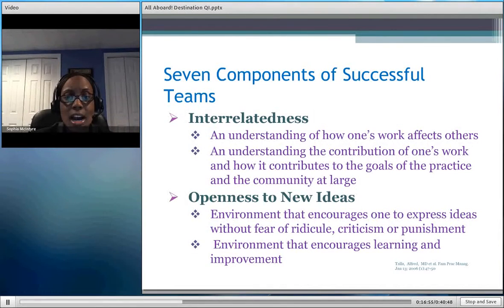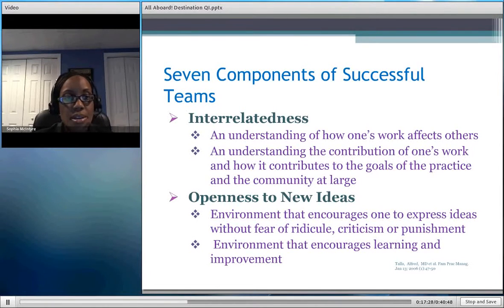Our front desk staff are responsible for getting patients in, answering phone calls, and communicating some of the concerns or needs of our patients. Interrelatedness also focuses on understanding the contribution of one's work and how it contributes to the goals of the practice and the community at large. So what that means is that each team member is an integral component, and each of their contributions is going to have an impact on the practice.